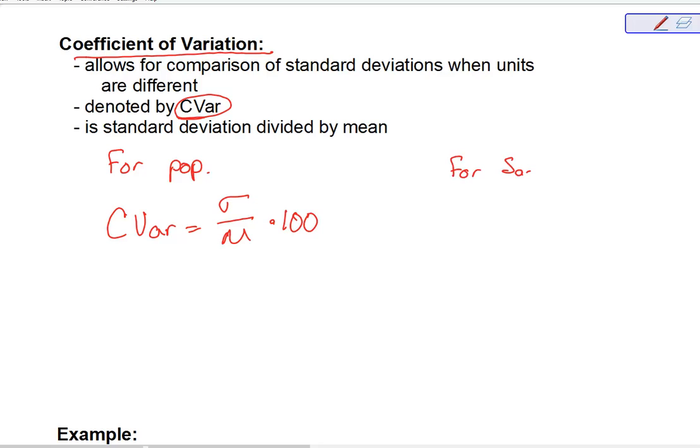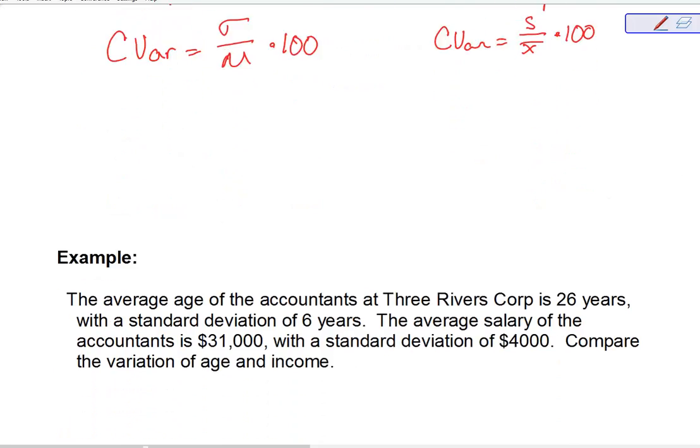For a sample, it's still going to be denoted CVAR. It's just S divided by X bar multiplied by 100. So notice we calculated the exact same way, it's just the symbols that we use change. Okay? So let's look at an example.